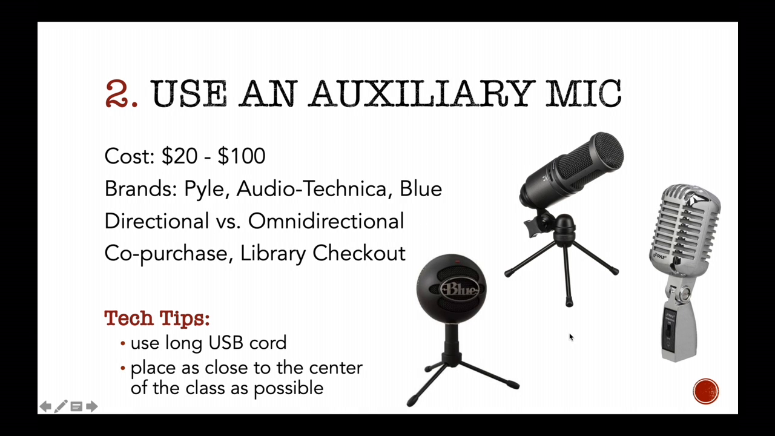My tech tips for using an auxiliary mic. 1, make sure that you have a really long USB cord. They mostly come with short ones, so get a long USB cord. That way you can place that mic as close to the center of the class as possible. That'll get as much of the people around you in order to pick up their volume. That way you don't act as MC for the comments in the back of the classroom, and people can hear them on Zoom.